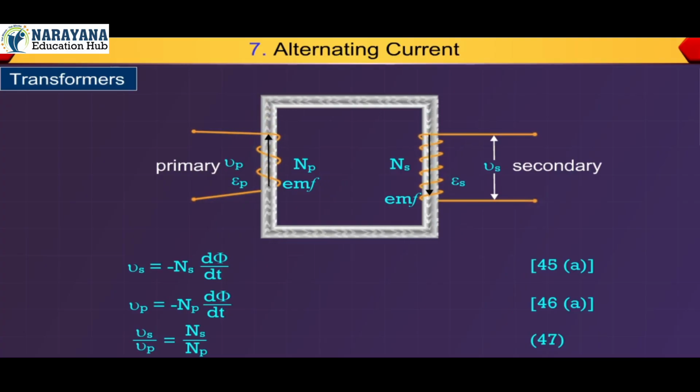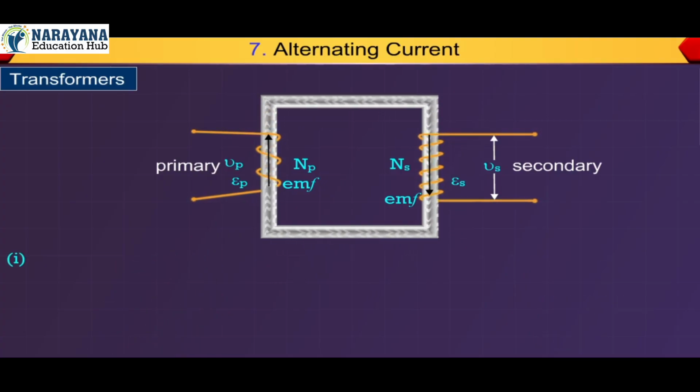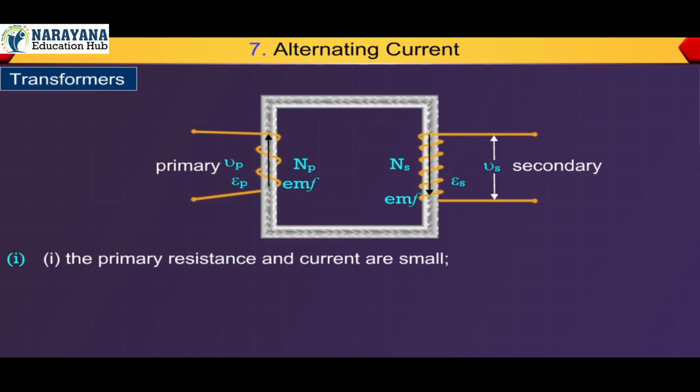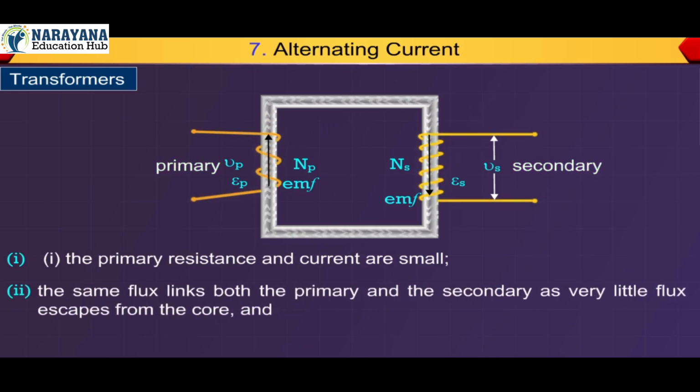Note that the above relation has been obtained using three assumptions. Number 1, the primary resistance and current are small. Number 2, the same flux links both the primary and the secondary as very little flux escapes from the core. And number 3, the secondary current is small.